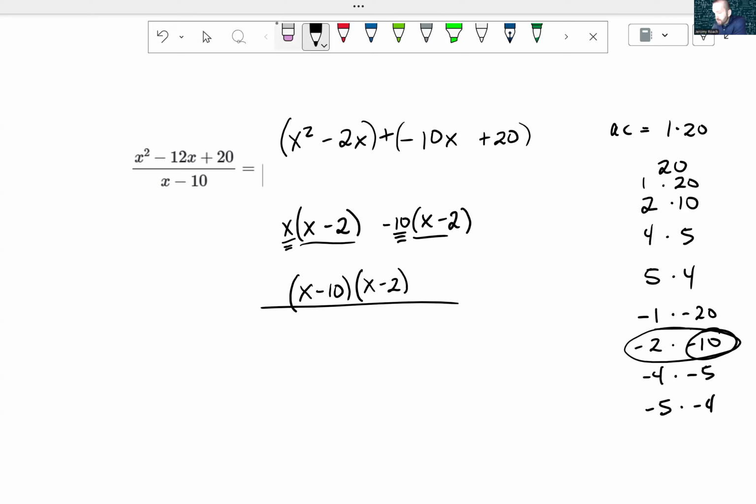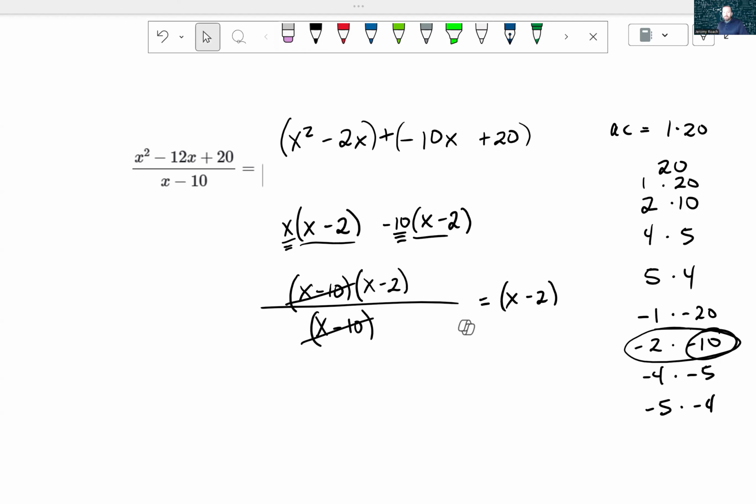Now I'm just going to write the denominator. Our denominator was also x minus 10. And we have a common factor that we can cancel out. So our final answer for this one is x minus 2. Okay, so that's how we divide polynomials. We want to factor everything that we can factor out and then cross out anything that we can cross out.